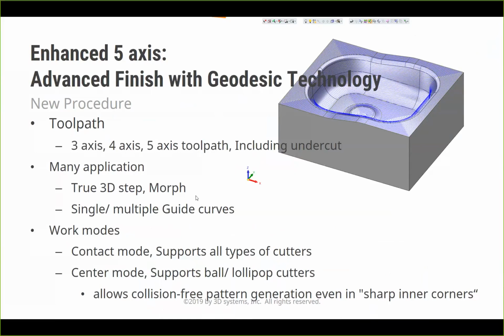It has many applications like true 3D step, morph between two curves. It supports a single guide curve or multiple guide curves, and has two work modes, contact mode and center mode. Contact mode supports all types of cutters, and center mode supports ball and lollipop cutters, and allows automatic creation of collision-free toolpaths. No need for gouge checking. It is automatically trimmed and fully defined.